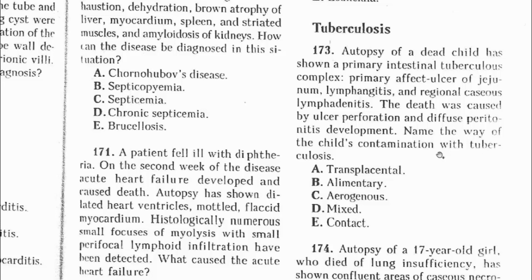All right. Now, with the presence of ulcer in the jejunum, that means ingestion. The person took it in. The mode of transmission was through what? Ingestion. If it's through ingestion, then it is called what? Alimentary. Therefore, the answer is B. Alimentary.